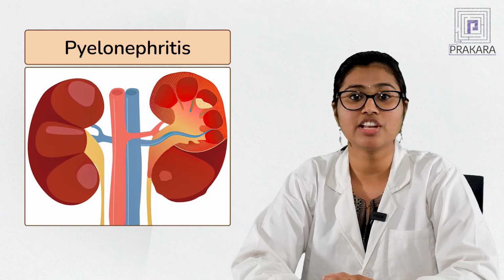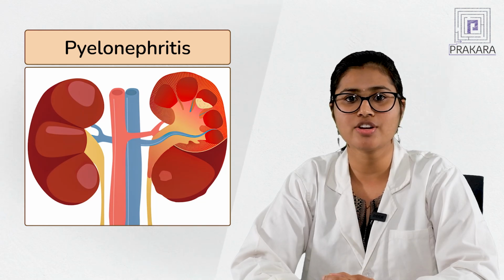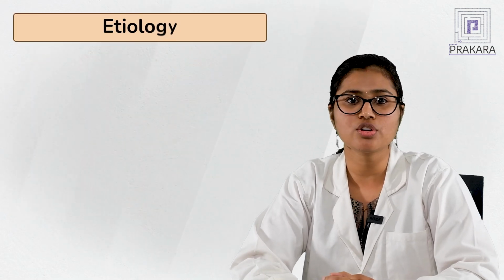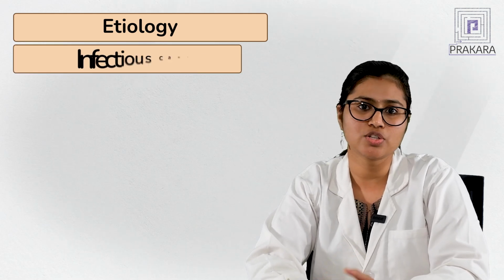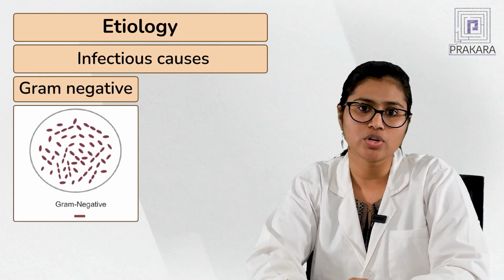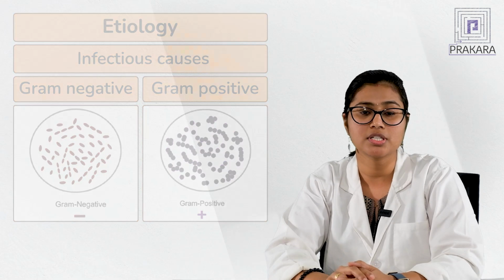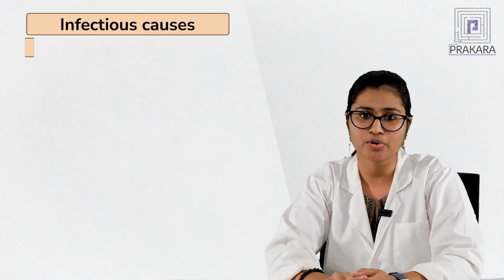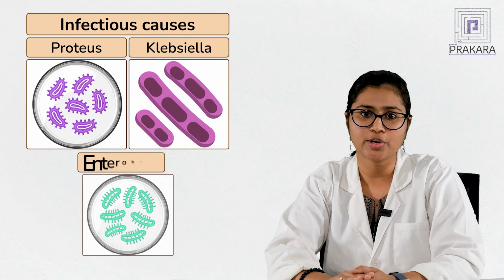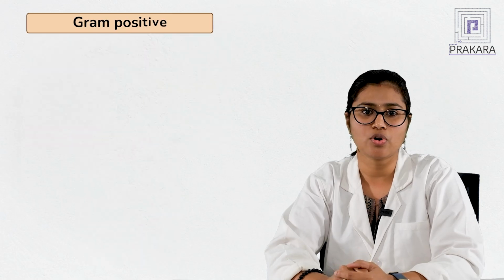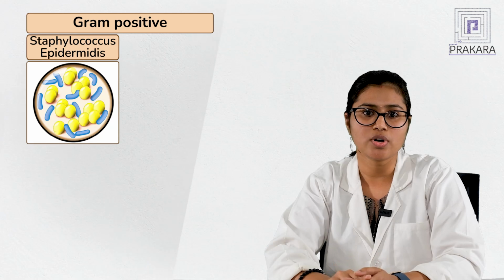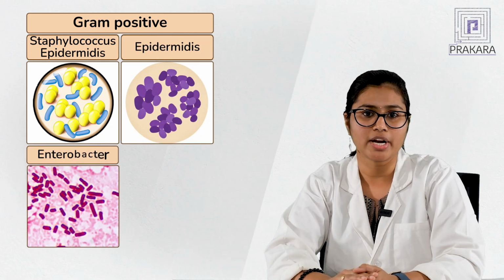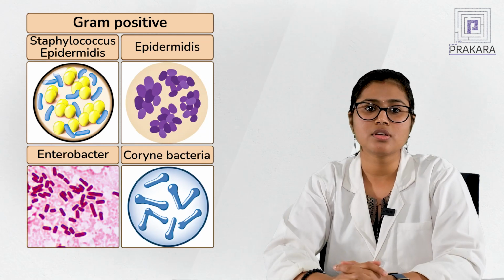So our next topic is pyelonephritis. Pyelonephritis is defined as inflammation of the renal parenchyma and renal tubules. So etiology of pyelonephritis includes infectious causes, gram-negative organisms and gram-positive organisms. In gram-negative organisms, we have Proteus, Klebsiella, Enterobacter, and in gram-positive organisms, Staphylococcus saprophyticus, Staphylococcus epidermidis, and Corynebacterium. So these are the organisms which cause pyelonephritis.